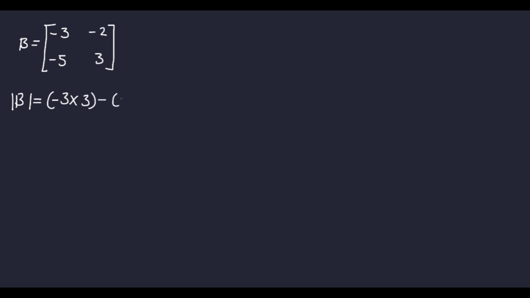Okay, now let's try another example. Okay, so now this time we have this matrix B with elements -3, -2, -5, and 3. Okay, so the determinant of B is equal to, so the major diagonal we have -3 times 3 minus, from the minor diagonal we have -5 times -2.